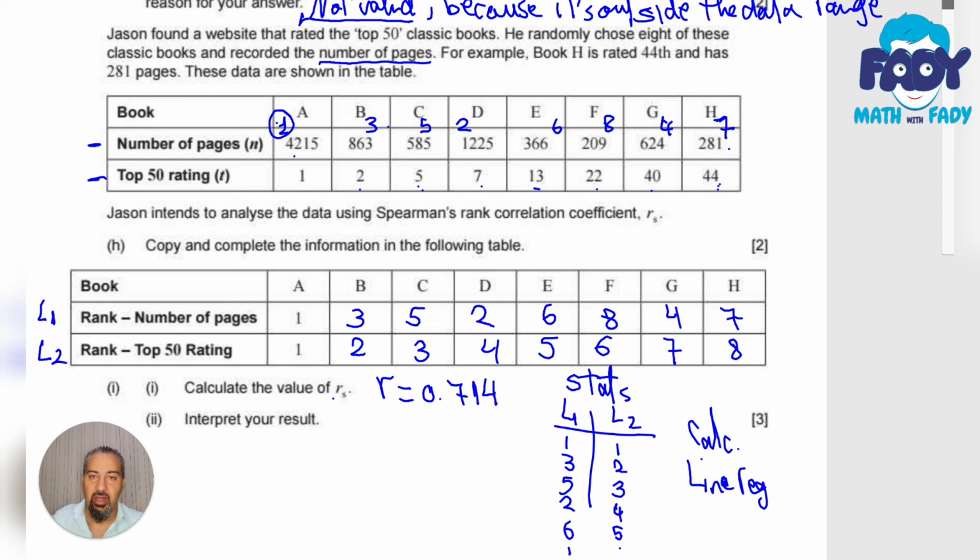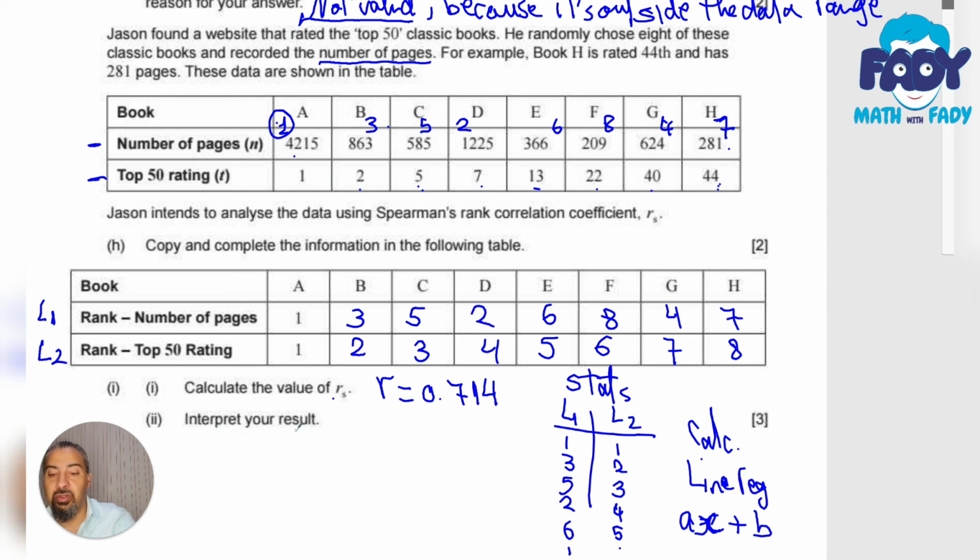So again, you press stats, insert the values, then calc, regression line reg, and in some graphing calculators you will be asked for which form of the regression line. This is ax plus b. This is what we are using, ax plus b, and you will get the value of a, the value of b, then r. r is 0.714.